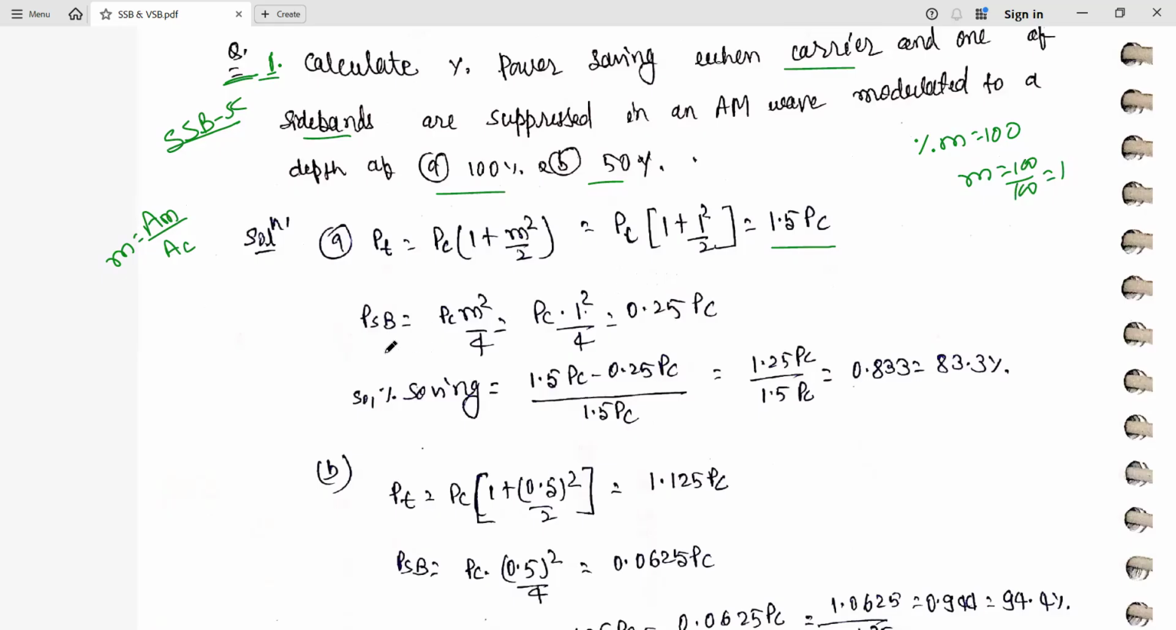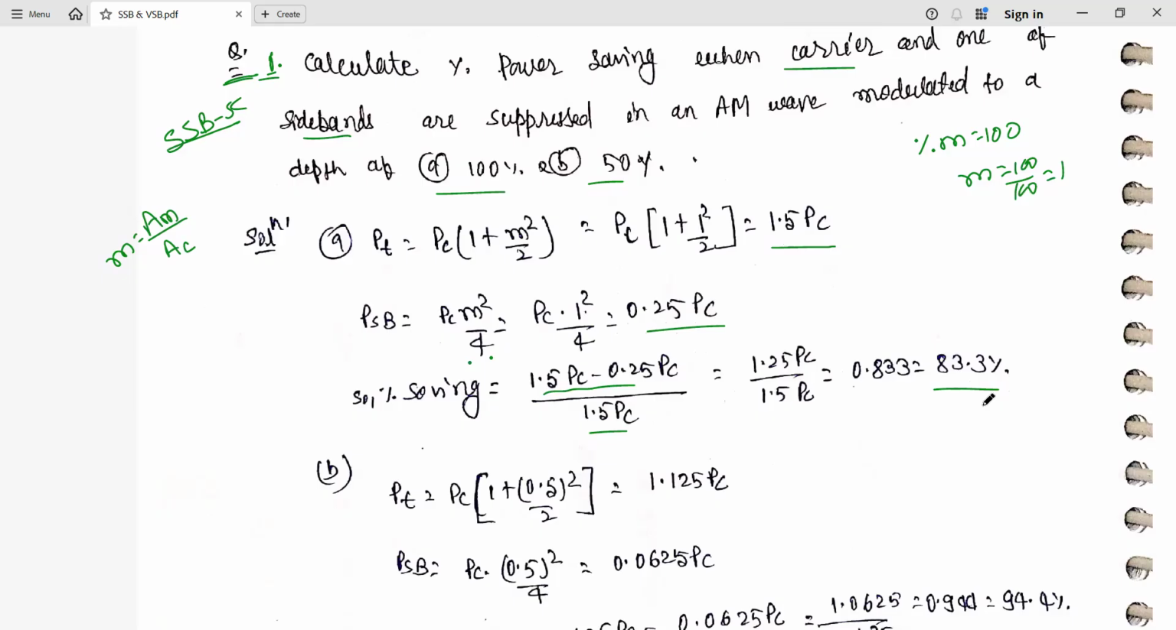But here the carrier is suppressed and only one sideband is transmitted. For that, the formula is Pc into m square by 4. Once we substitute m equal to 1, we get 0.25 Pc. So how much are we able to save? We have transmitted 1.5, and with the help of a single sideband it is 0.25. Both are subtracted and divided by the total transmitted power, so we finally have 83.3 percent. So this much power we are able to save.